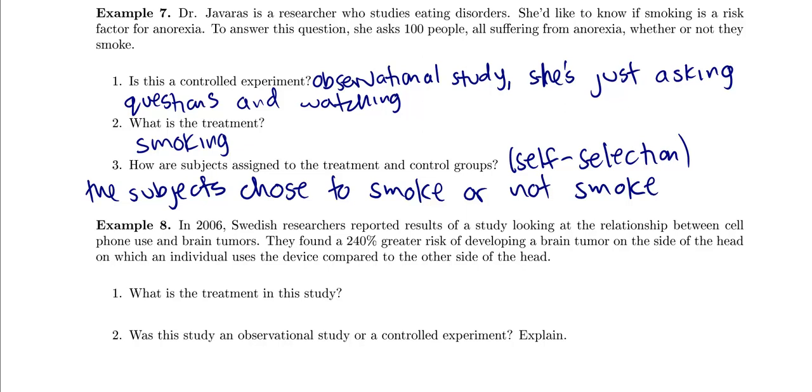Example 8. In 2006, Swedish researchers reported the results of a study looking at the relationship between cell phone use and brain tumors. They found a 240% greater risk of developing a brain tumor on the side of the head on which an individual uses the device, compared to the other side of the head. First, what is the treatment in this study? That would be cell phone use, whether or not you use a cell phone.